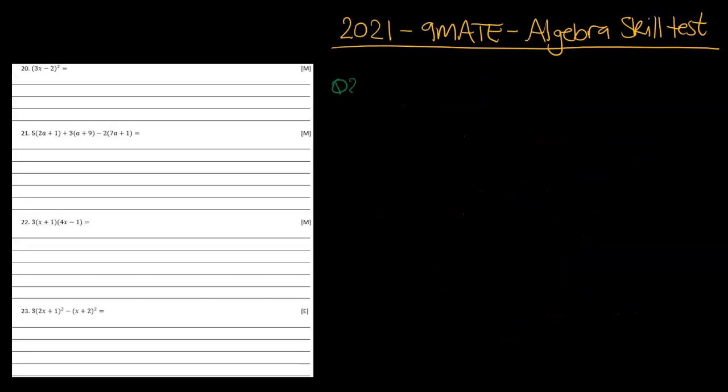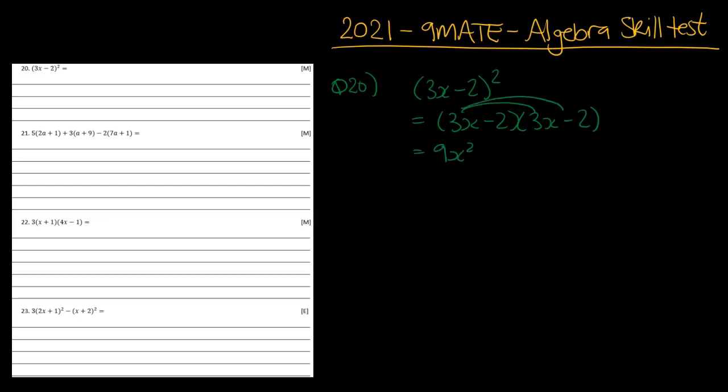We are now on to question number 20. The expanding is getting a bit more intense, but we've got 3x minus 2 squared. Your very first tip for this question, because it's a perfect square, write it out as a double bracket, and from there we can expand. So 3x times 3x, 9x squared, 3 times negative 2, negative 6x, and then we've got the same thing again, another negative 6x, and then we've got plus 4.